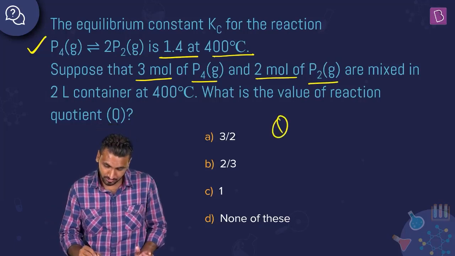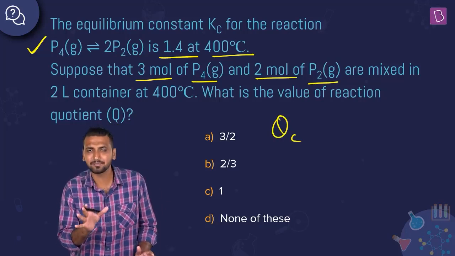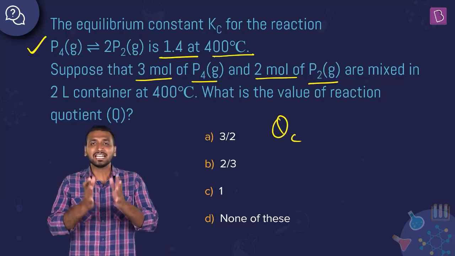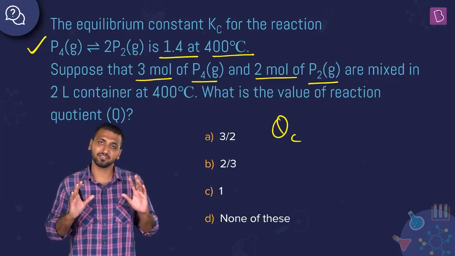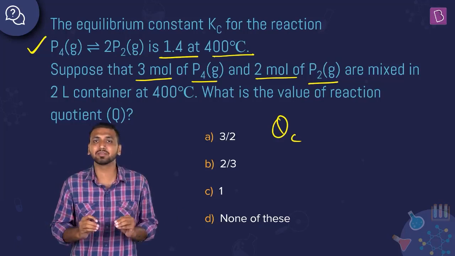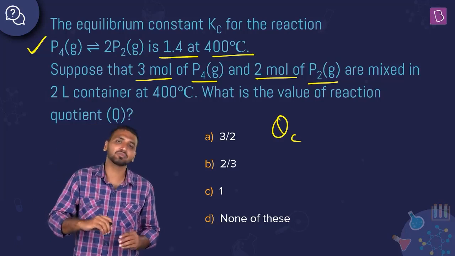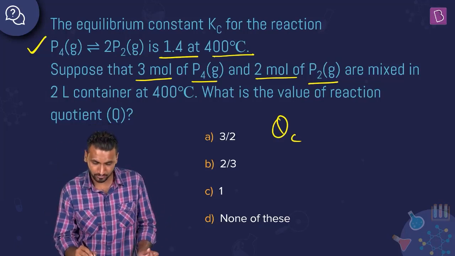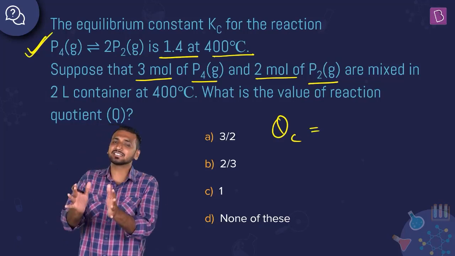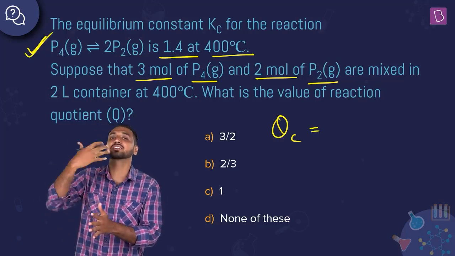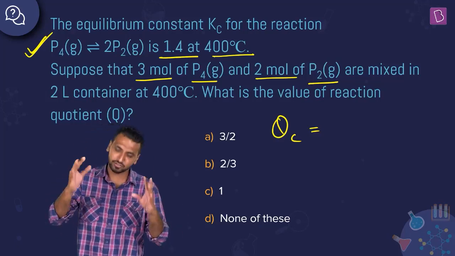You know what is the difference between Qc and Kc? The formula is more or less the same. The only difference is that Qc at equilibrium is known as Kc. Whenever the concentration is at equilibrium, you'll call it Kc. When it is not at equilibrium, you'll call it Qc. So if I write the Qc for this particular reaction, I'll write the concentration of product raised to the power its stoichiometry divided by the concentration of reactant raised to the power its stoichiometry.